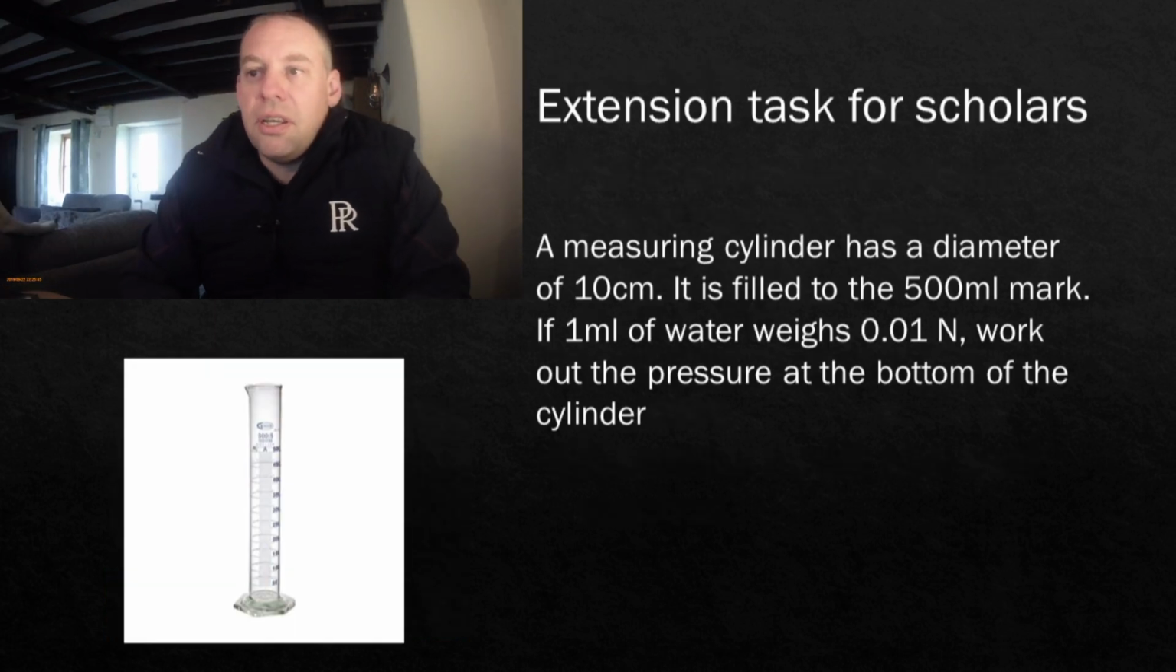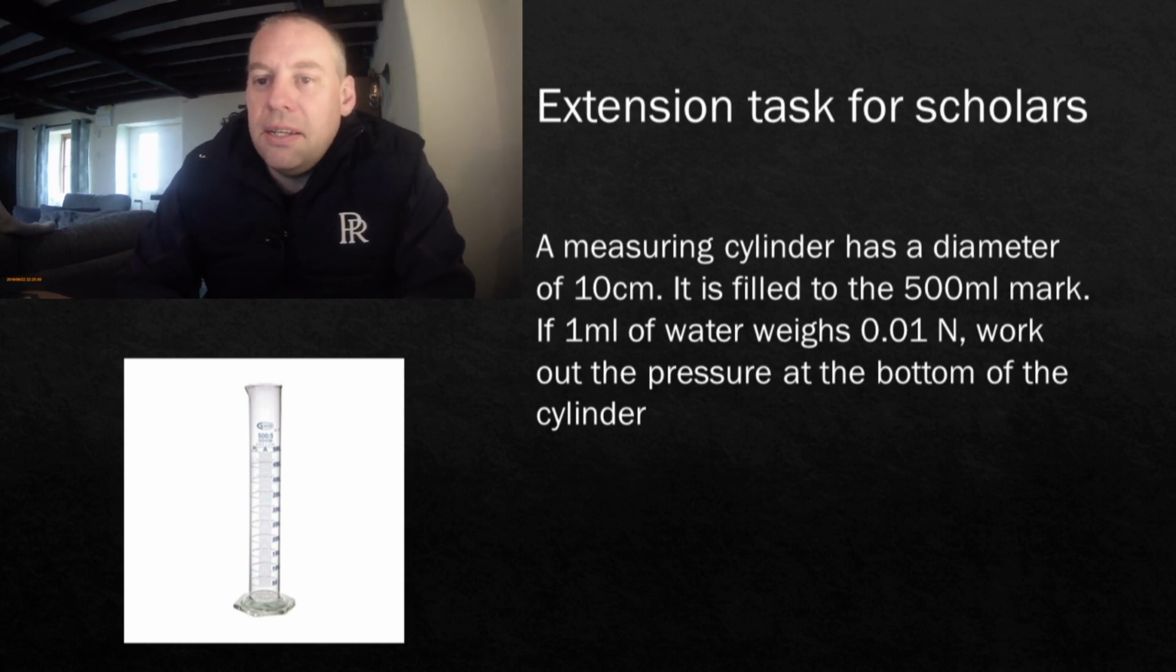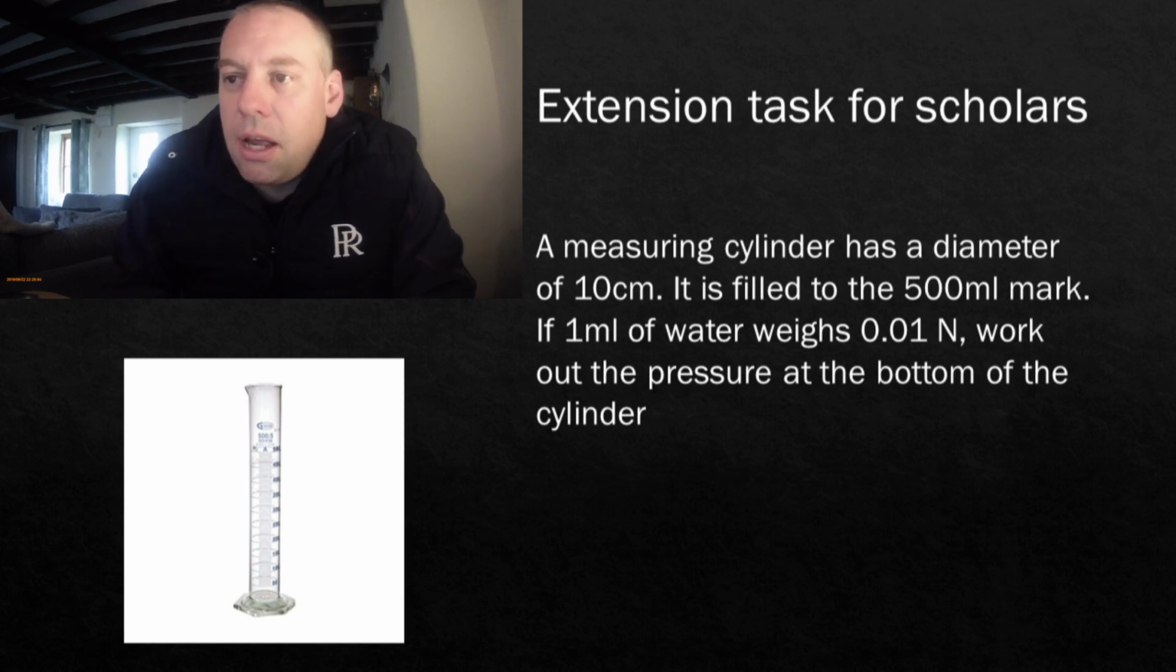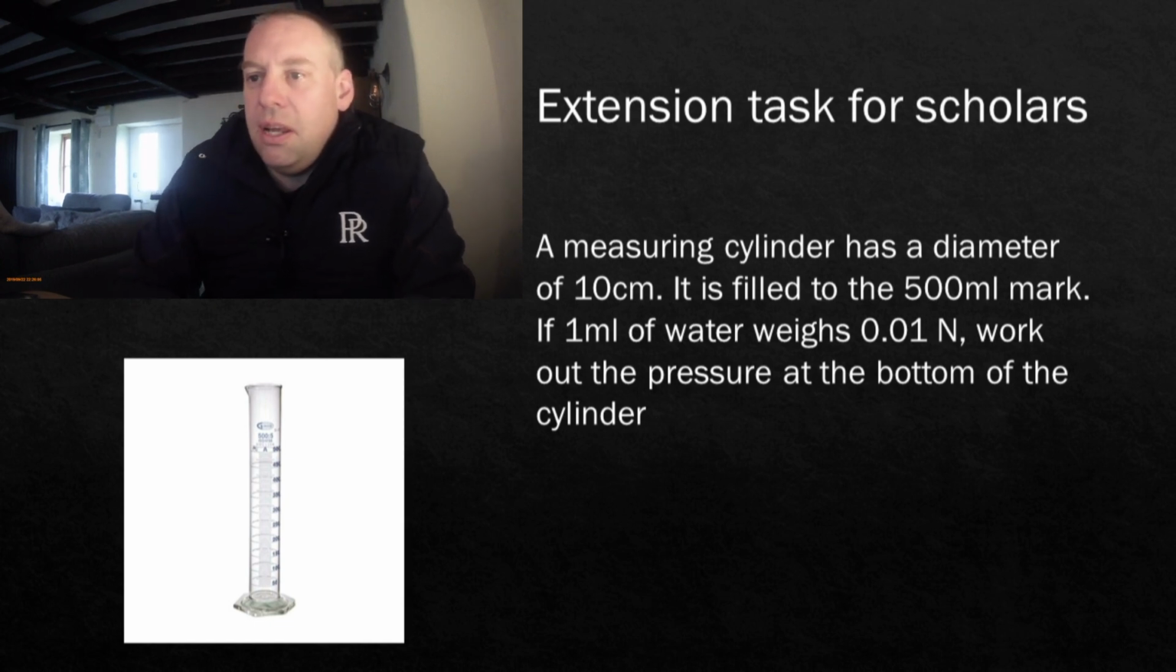Here is the extension task, particularly for the scholars. What I've presented you here is a measuring cylinder, the measuring cylinder being a column, so it will have a surface area of a circle at the bottom, and then to find the volume you could times it by the height. In this measuring cylinder, it's filled up to the 50 milliliter mark, and the extra bit of information that you need for this is that 1 milliliter of water weighs 0.01 newtons.